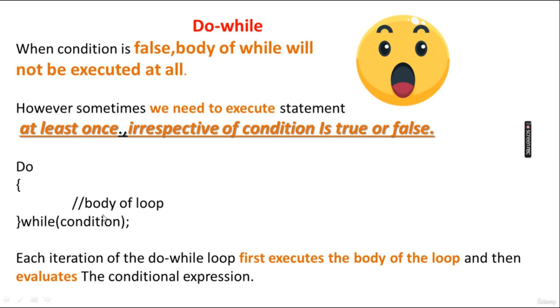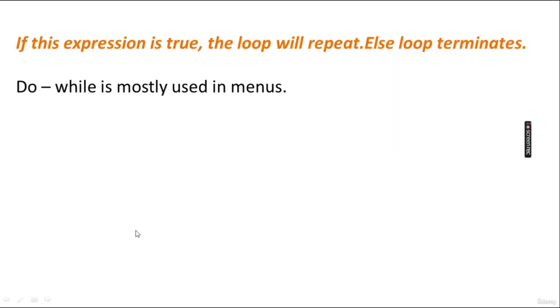First time the body of loop will execute. After this, if the condition is true, the loop will repeat this body of loop execution again, otherwise it will come out of the do while loop.